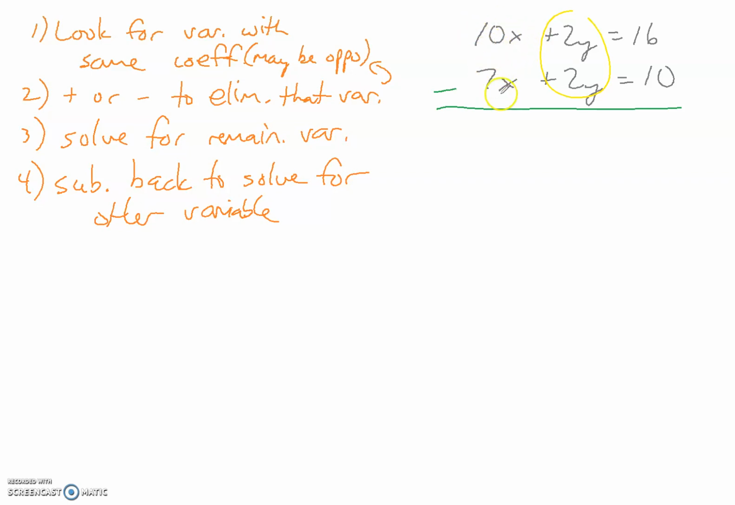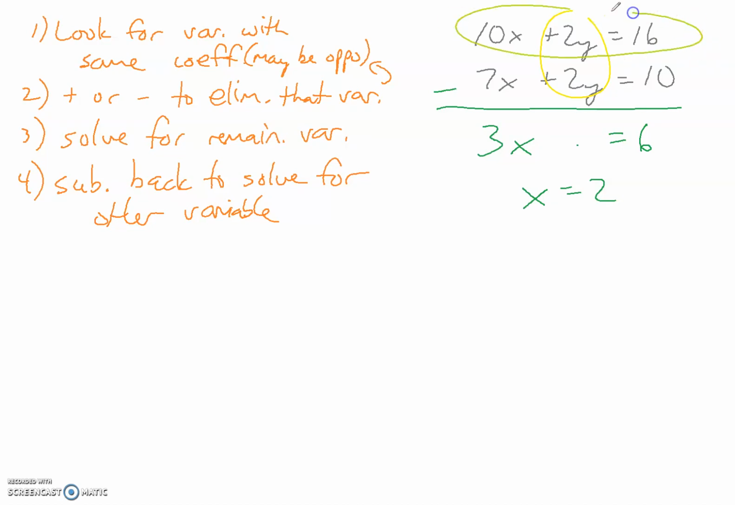So 10x take away 7x leaves me with 3x. 2y take away 2y is 0y. Good. Well, I should actually put that where it belongs over here. And so 16 take away 10 gives me 6. All right, so 3x is equal to 6. So divide by 3 on both sides, and x is going to be equal to 2. All right, so now I'm going to put that back into one of the original expressions.